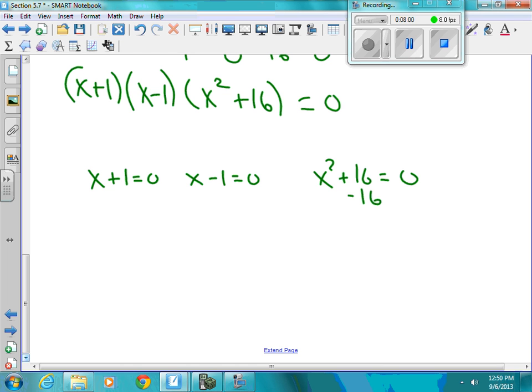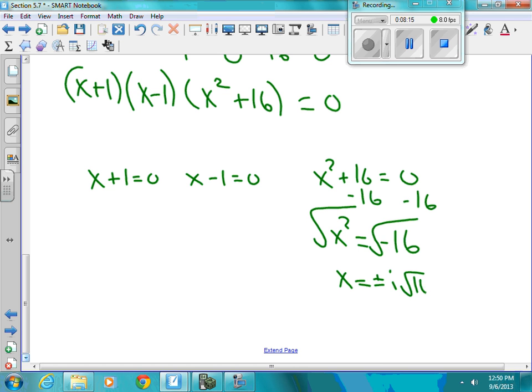Subtract 16. We get x squared equals negative 16. We square root both sides. Uh-oh. We have to square root a negative number. So let's pull the i out. Won't hurt at all. Square root of 16 is 4. So, plus or minus 4i.